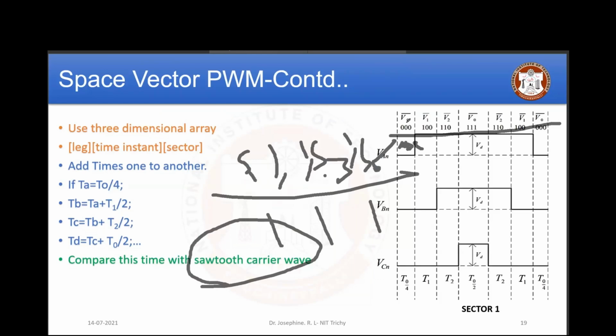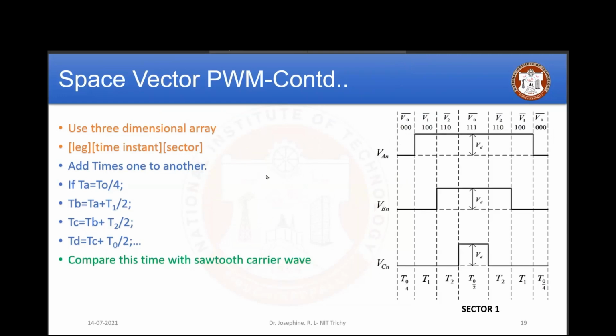So you have to detect the sequence. Now I have identified my sector, and I have to take this sequence based on the time. Next time I'll go for this. After some time I'll go for this. By comparing this with the sawtooth waveform, I'm going to get this. We'll see all of it at the time of simulation. Okay, so this is space vector modulation.